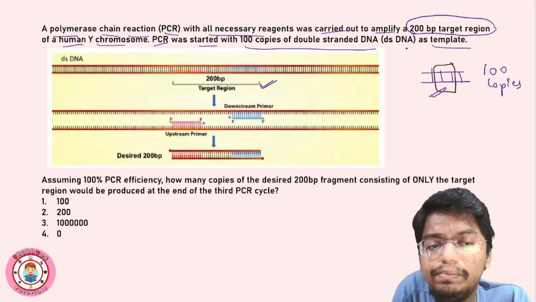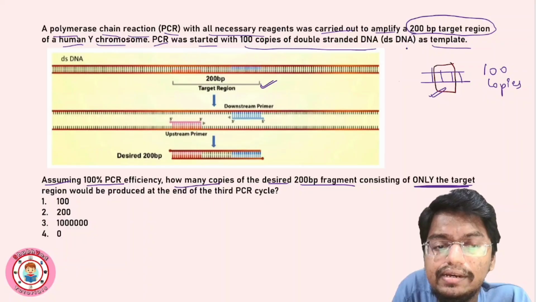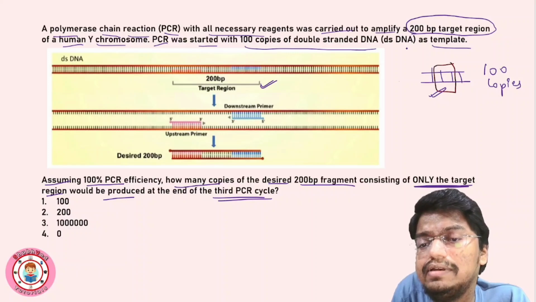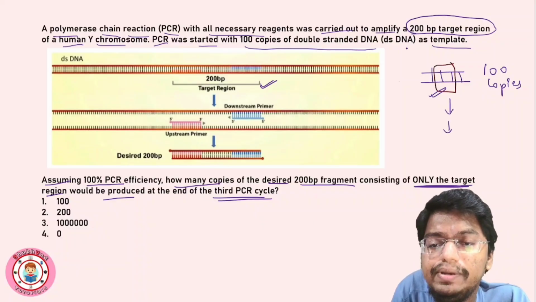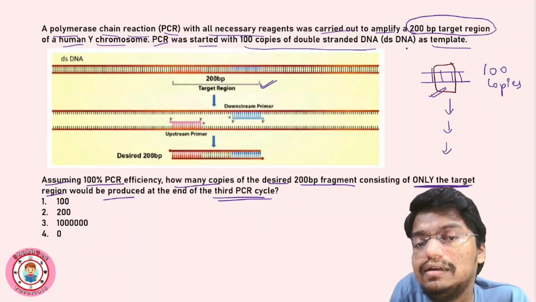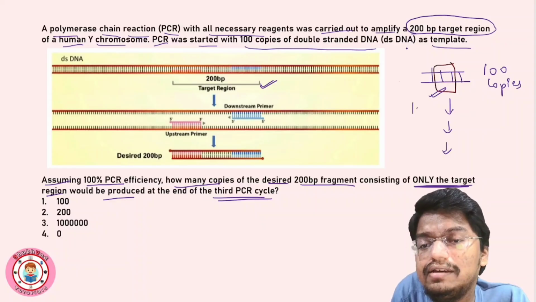So now this target region we want to amplify. Okay, we want to amplify the target region. Assuming 100% PCR efficiency, how many copies of the desired 200 base pair fragment consisting of only the target region would be produced at the end of the third PCR cycle? The third PCR cycle is given. So we have to look only at the target region after PCR, first cycle.